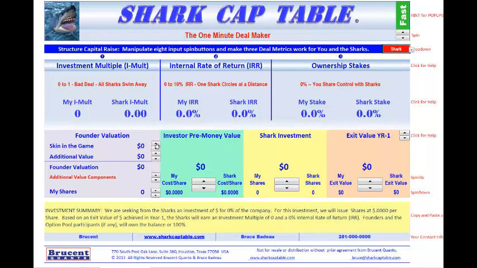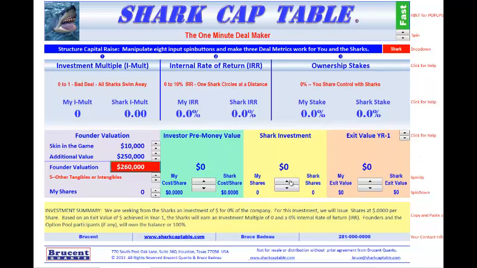I'm just going to guess at something that you've done. Maybe you've got $10,000 skin in the game, and you've got another $250,000 worth of additional value. Additional value components are detailed here: beta test, intellectual property, management expertise, market share, tangibles, etc. Be prepared to justify this $260,000 number to your investors.